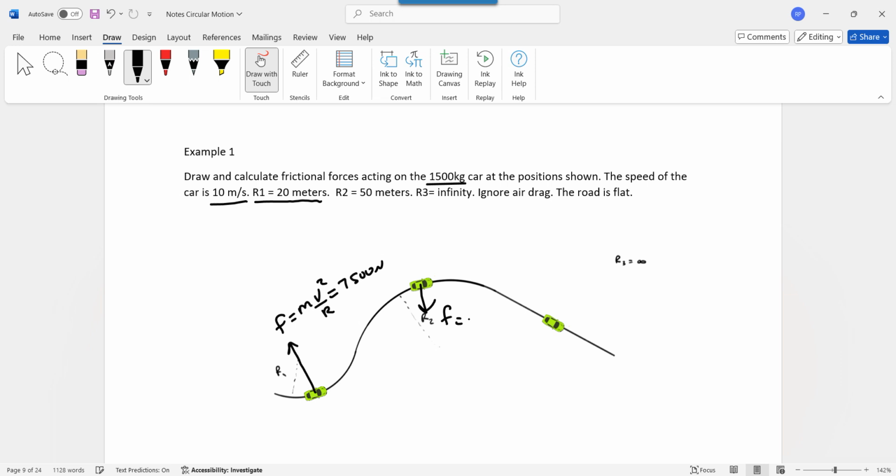If we crunch a number, again equal to mv squared over r, and I put in 1,500 for the mass, 10 meters per second for the v, and 50 meters for the r, I get 3,000 newtons at that location.